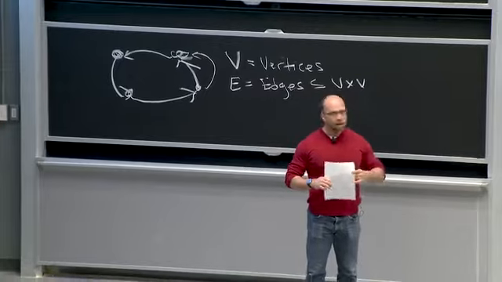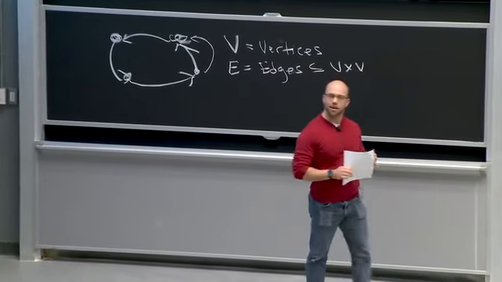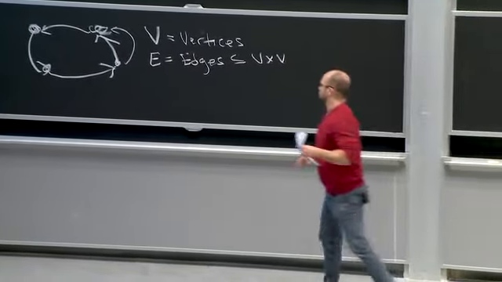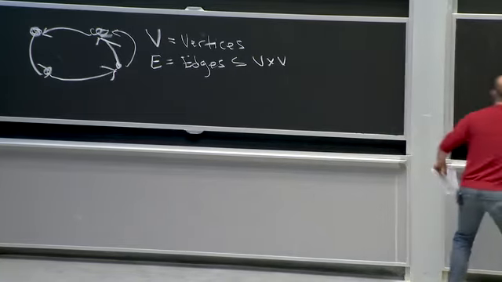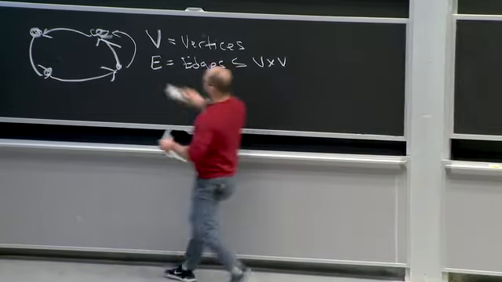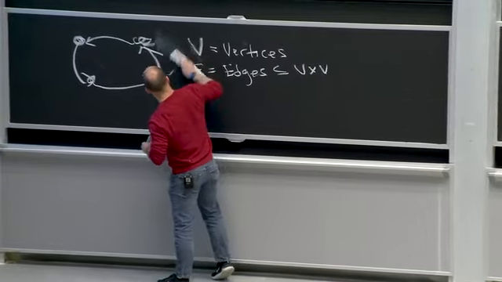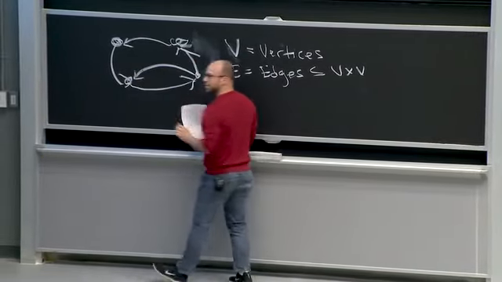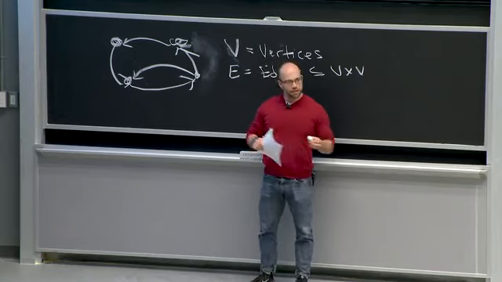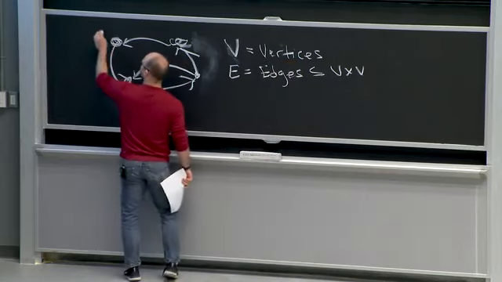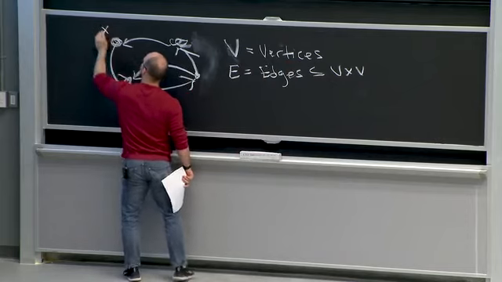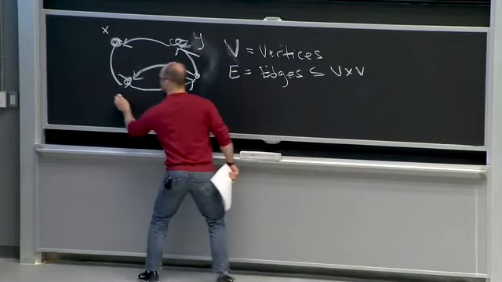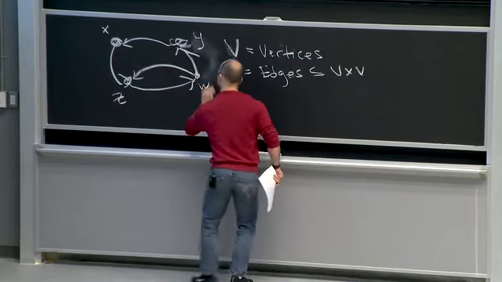Then there are a couple different definitions that were useful. In particular, I'm going to erase this useless edge here, and maybe make my graph slightly more interesting. I'll add another edge going in the reverse direction. I'm going to give my vertices labels: X, Y, Z, and W.